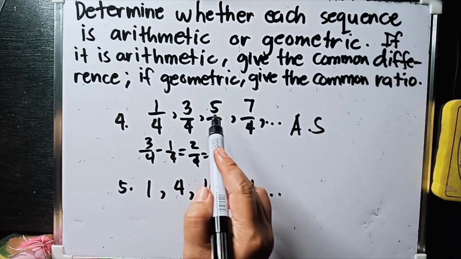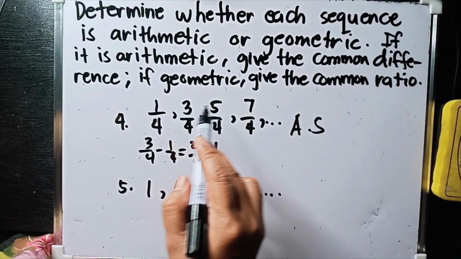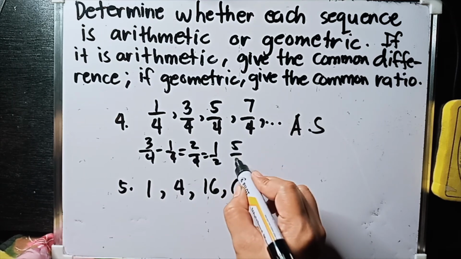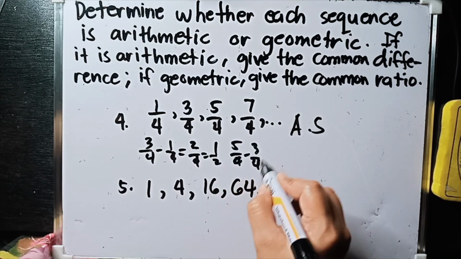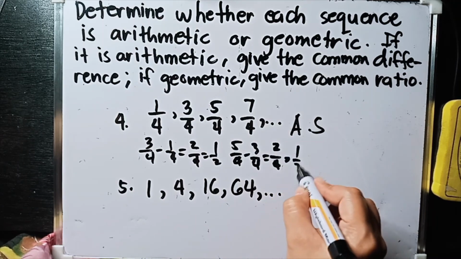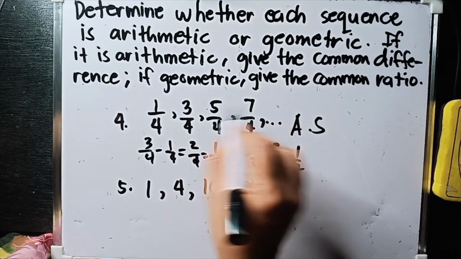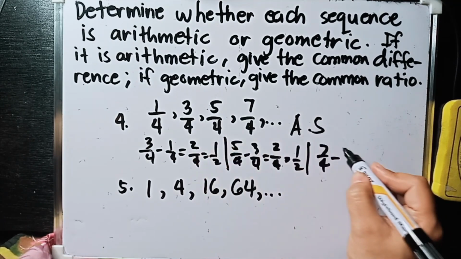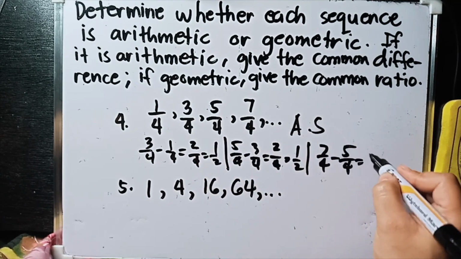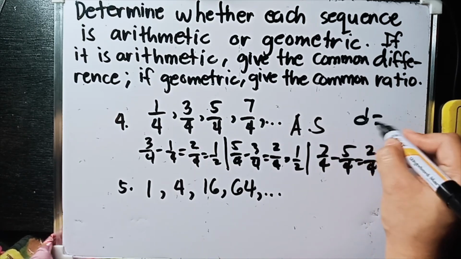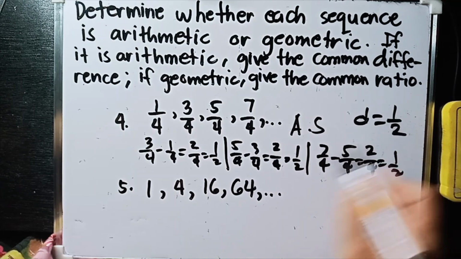For this one, 5/4 minus 3/4, we will again have 2/4 or simply 1/2. For the last pair, we have 7/4 minus 5/4, which is 2/4 or 1/2. So the common difference here is 1/2.